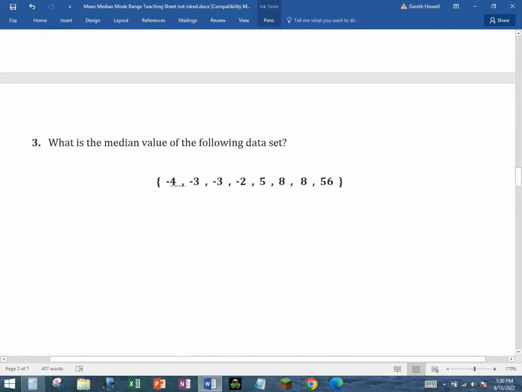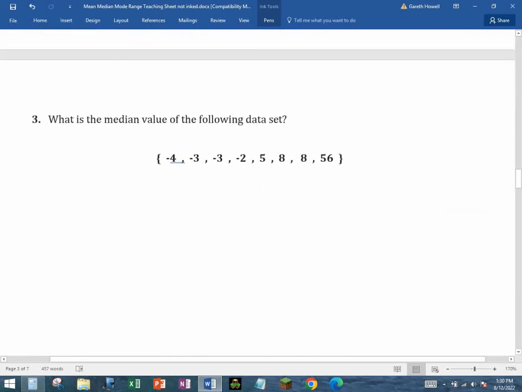Okay, so here's another set of data using negatives and positives. Again, I have to order them from least to greatest, which they already are, I think. Let's just see though. -4, -3, there's two of them, -2, 5, 8, there's two of those, and 56. So they're ordered from least to greatest. Step 1 is done. Step 2, let's strike out the outside numbers. Again, I'm left with two.